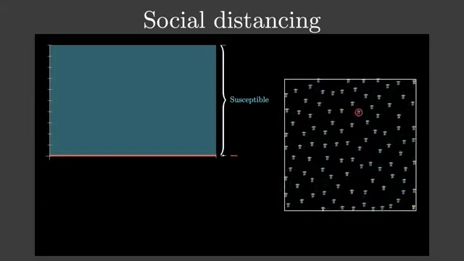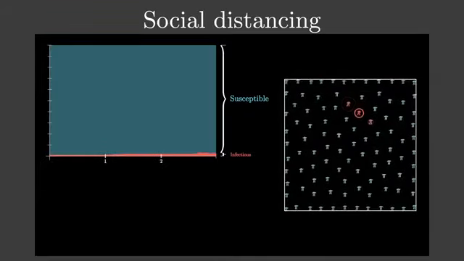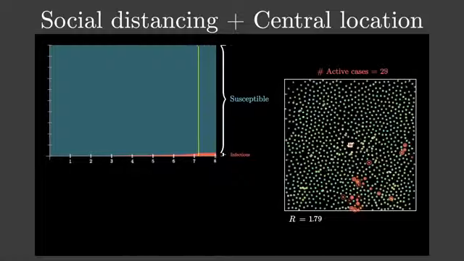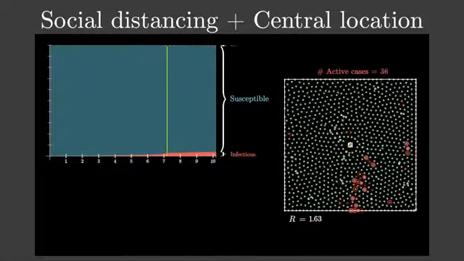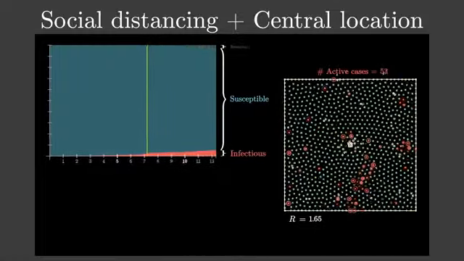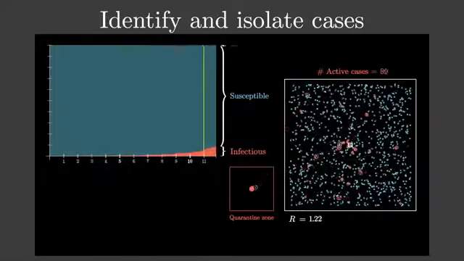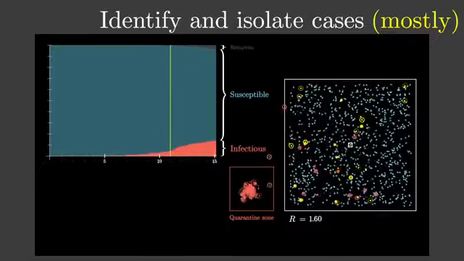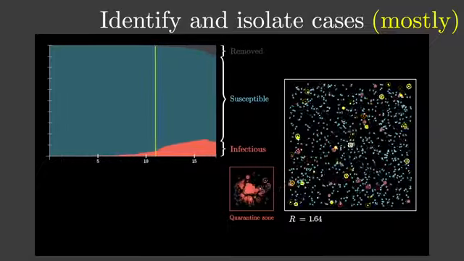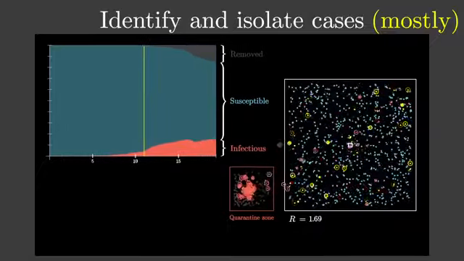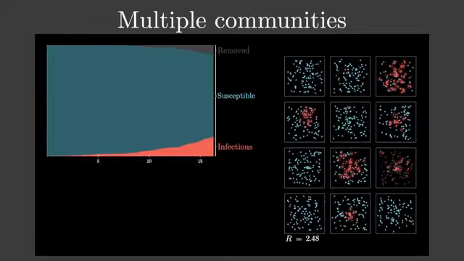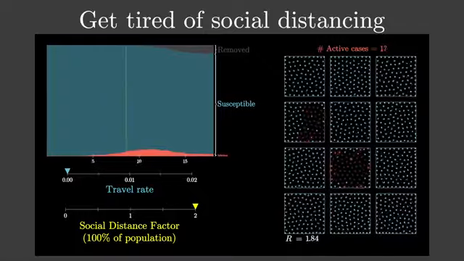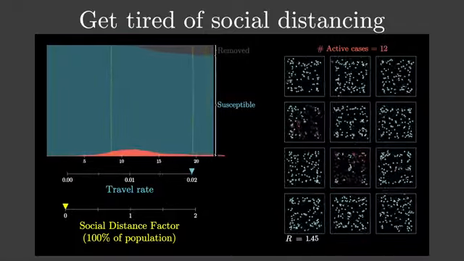Like, if people stay away from each other, I get that that's going to slow down the spread. But what if despite mostly staying away from each other, people still occasionally go to a central location, like a grocery store or a school? Also, what if you're able to identify and isolate the cases? And if you can, what if a few slip through, say because they don't show symptoms so they aren't tested? How does travel between separate communities affect things? And what if people avoid contact with each other for a while, but then they kind of get tired and stop?